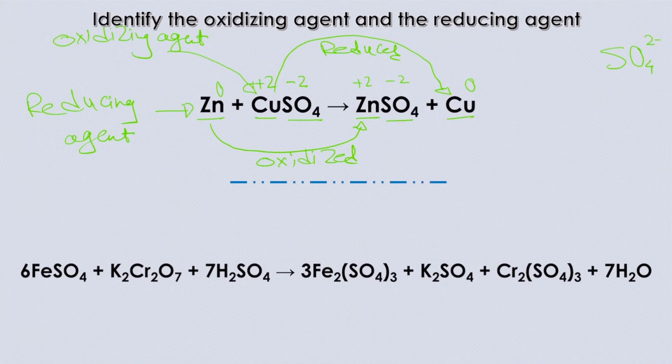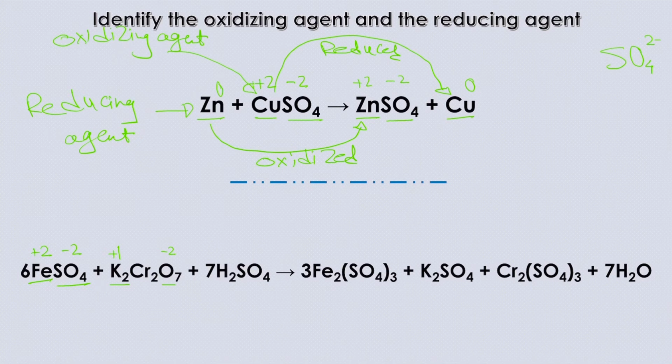Okay, let's check another example here. FeSO4. SO4 is -2, so Fe is +2. We have here K, +1 in group 1. We have oxygen, -2. Now we can work out the oxidation state for chromium. Why do I have to do that? Because chromium is a transition metal, so it has variable oxidation states. So I have to work out the oxidation state for chromium.